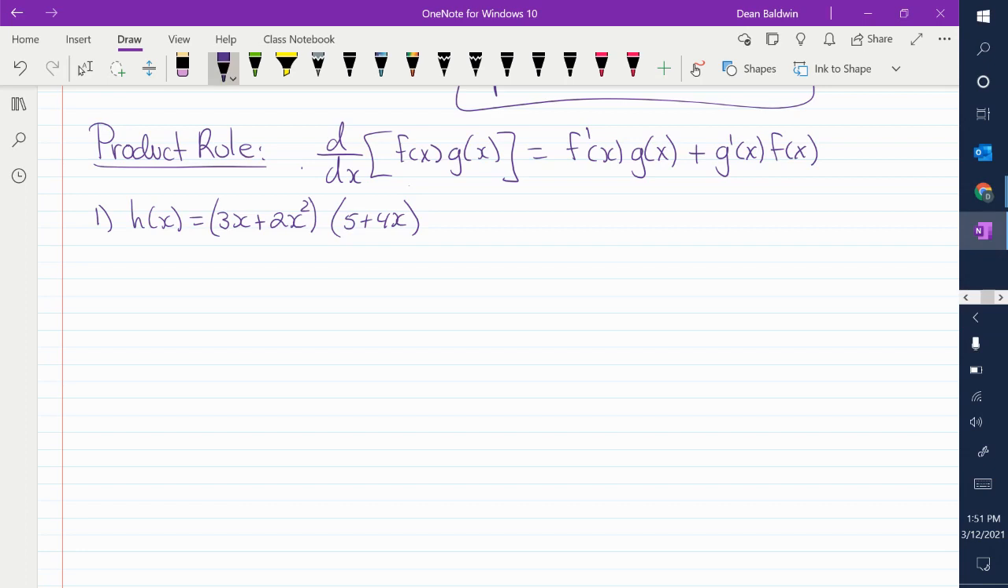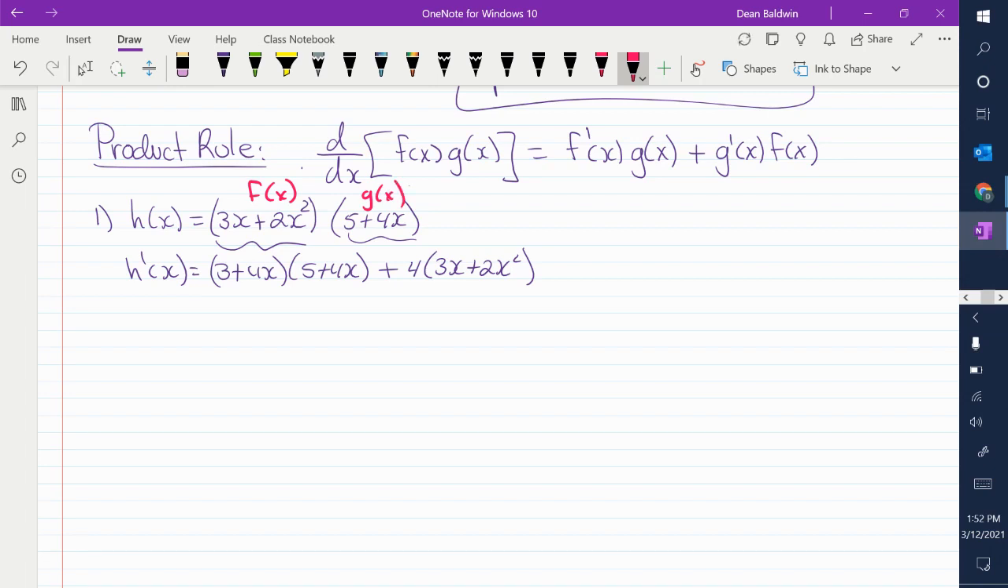Which says the derivative of one of them. So we'll do the derivative of this one first. What's the derivative of 3x plus 2x squared? 3 plus 4x. I should write h prime of x here. 3 plus 4x times what? Yes, the other function, plus the derivative of the other function, which is this thing. What's the derivative of 5 plus 4x? 4, times the other function. So if we call this f of x and this g of x, there's f prime of x, there's g of x, there's g prime of x, and there's f of x. Product rule, right?